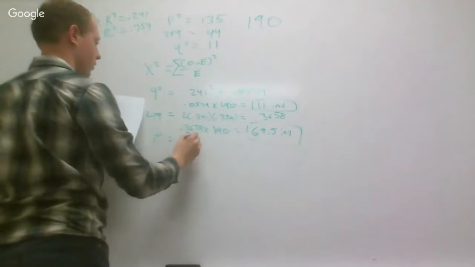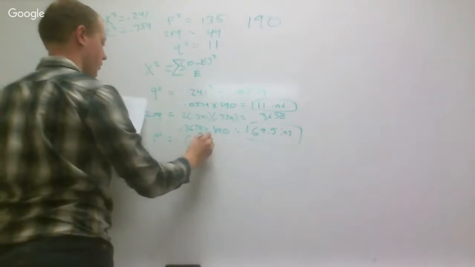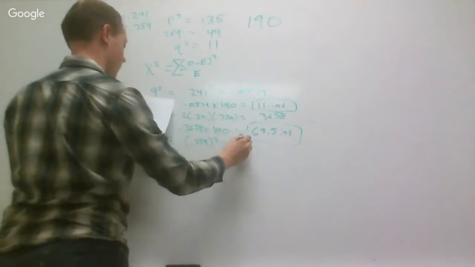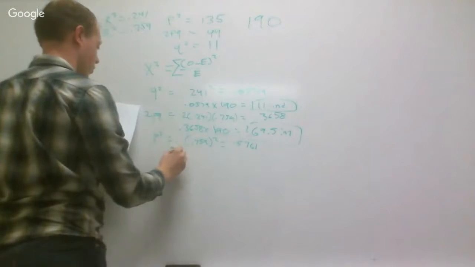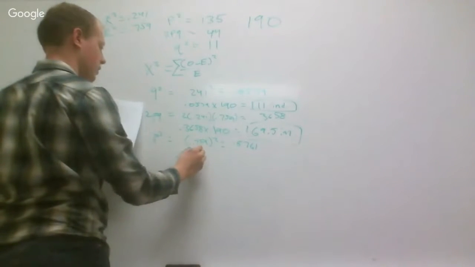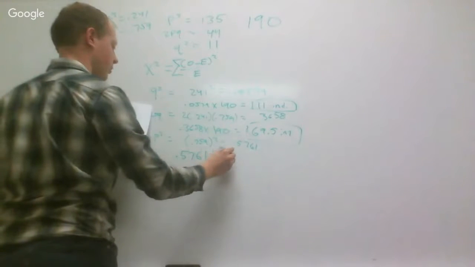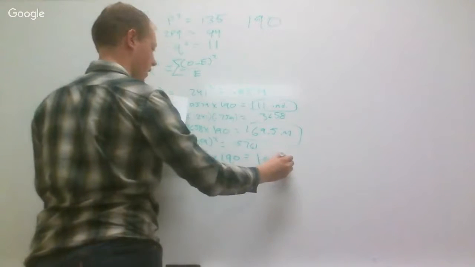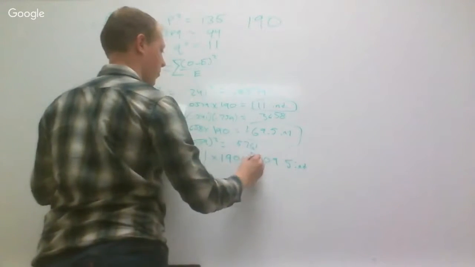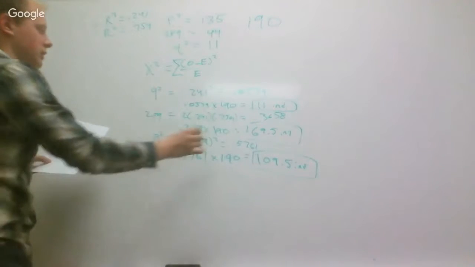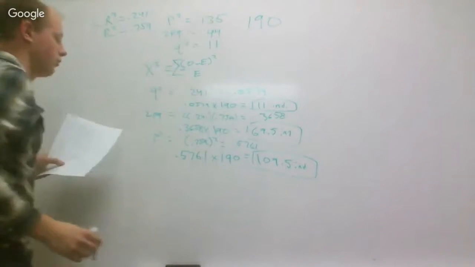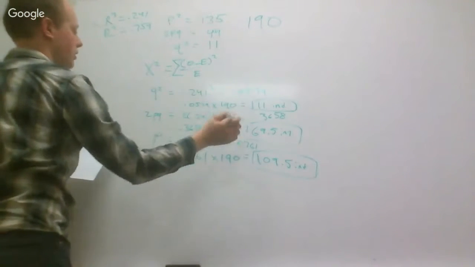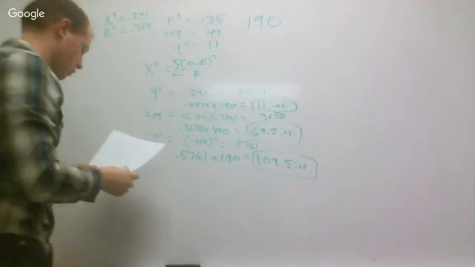p squared equals 0.759 squared, which is 0.5761, is our proportion of homozygous P's. So take that and multiply it by the total number of individuals. Find our expected individuals, which is 109.5. So now that we have the expected, and we're already given the observed, we can run the chi-squared equation for each one of these and add it all together to get our chi-squared value.